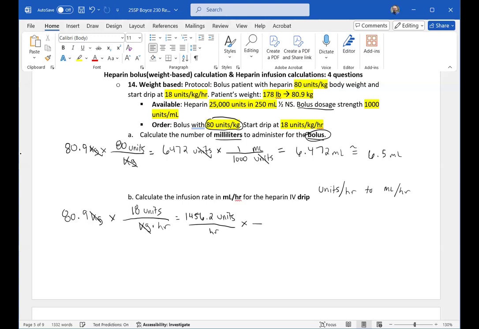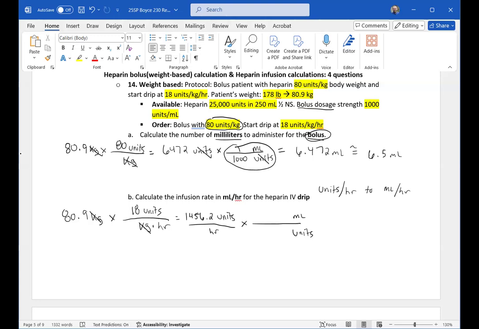Okay. So what I want to do is convert units per hour to milliliters per hour. So in order to do that, I need to have two pieces of information. I need to have units and I need to have milliliters. Same kind of thing that I did up here, right? With my bolus dose, right? But I'm not calculating a bolus. I'm calculating an infusion rate.